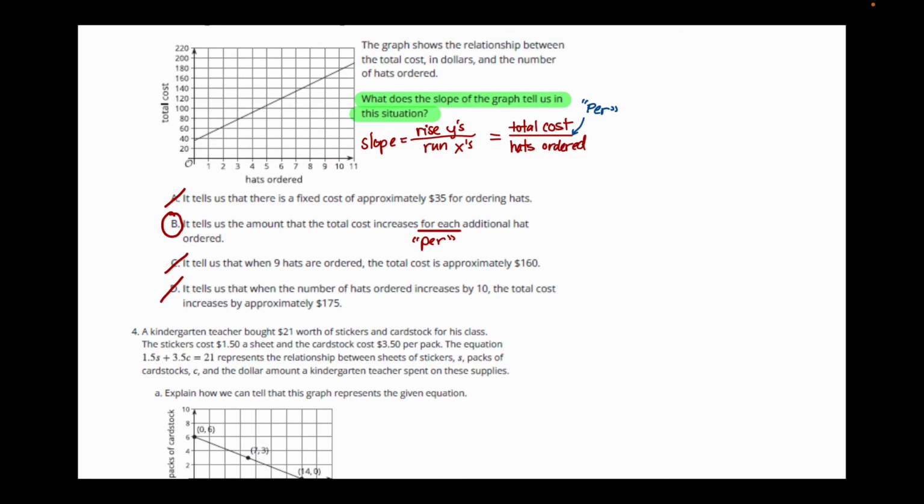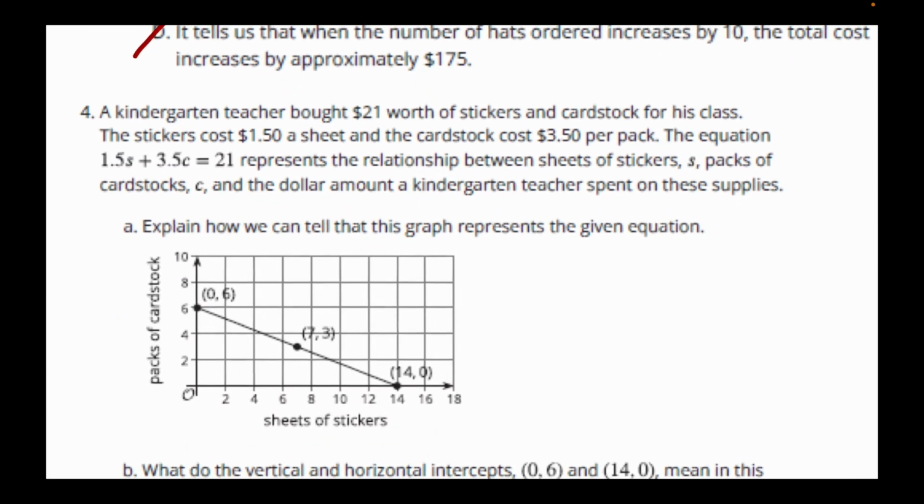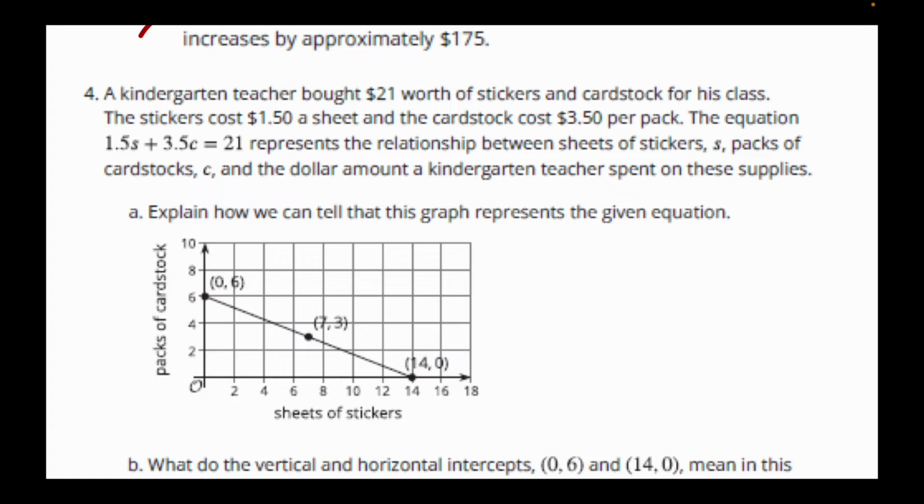And so yeah, that kind of works out with what I had mentioned beforehand. And that's going to bring us then down to question 4. A kindergarten teacher bought $21 worth of stickers and cardstock for his class. The stickers cost $1.50 a sheet, and the cardstock costs $3.50 per pack. The equation 1.5s + 3.5c = 21 represents the relationship between sheets of stickers s, packs of cardstock c, and the dollar amount that the teacher spent on these supplies.